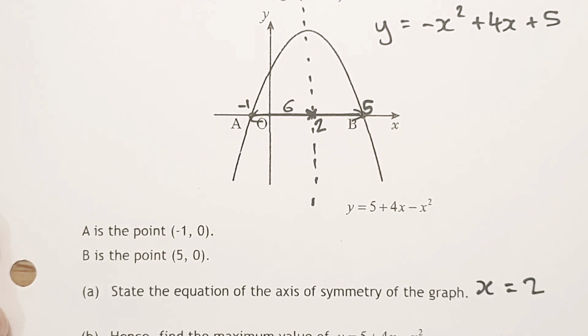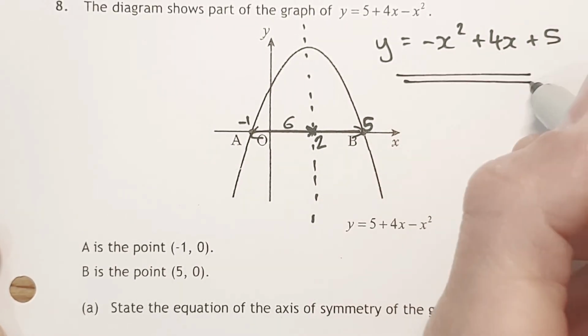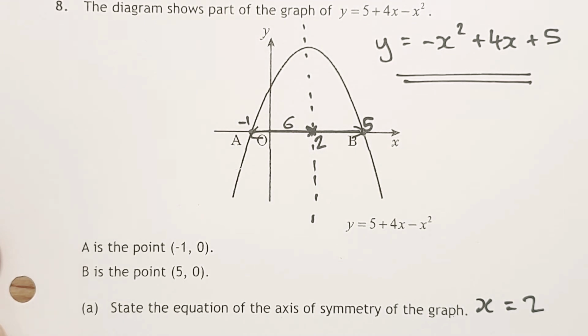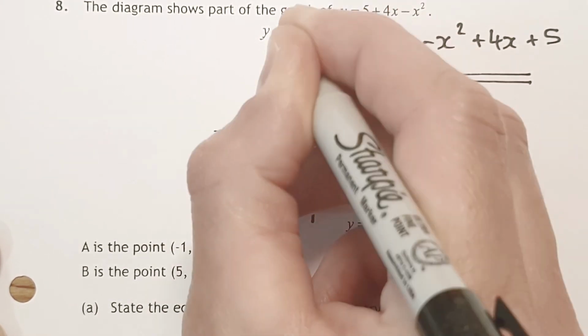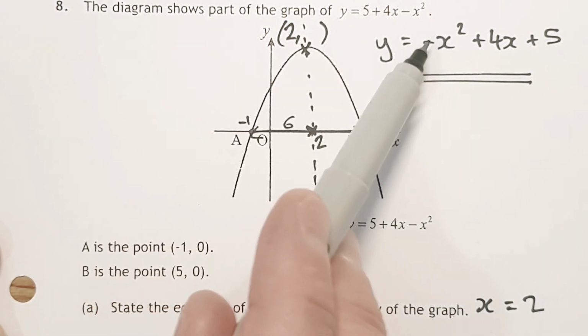Then we've got to find the maximum value, so that's the turning point. So we could do that using a couple of different methods, but probably the easiest one that we can do here is to use this equation. And we know that the x value of the turning point here is 2. We just don't know what the y value is. Well, we can just substitute 2 into this equation right here.